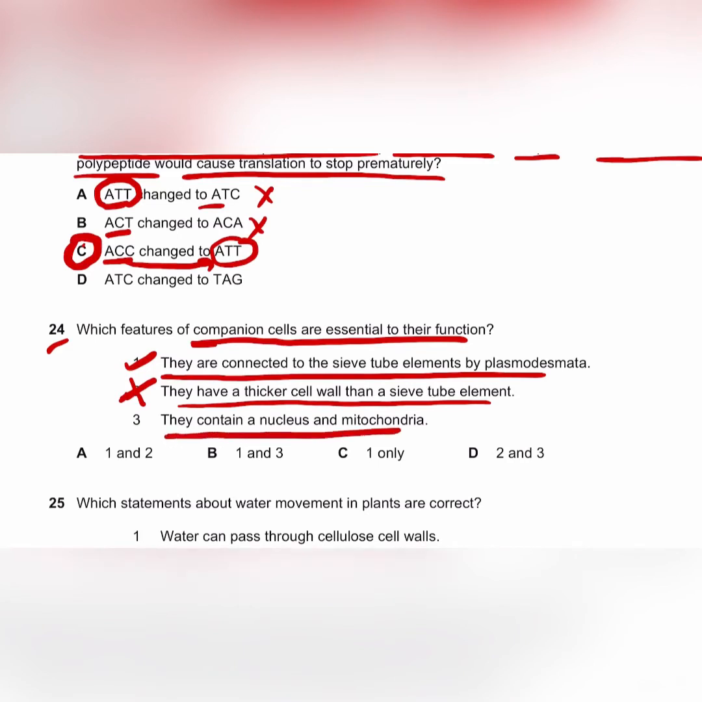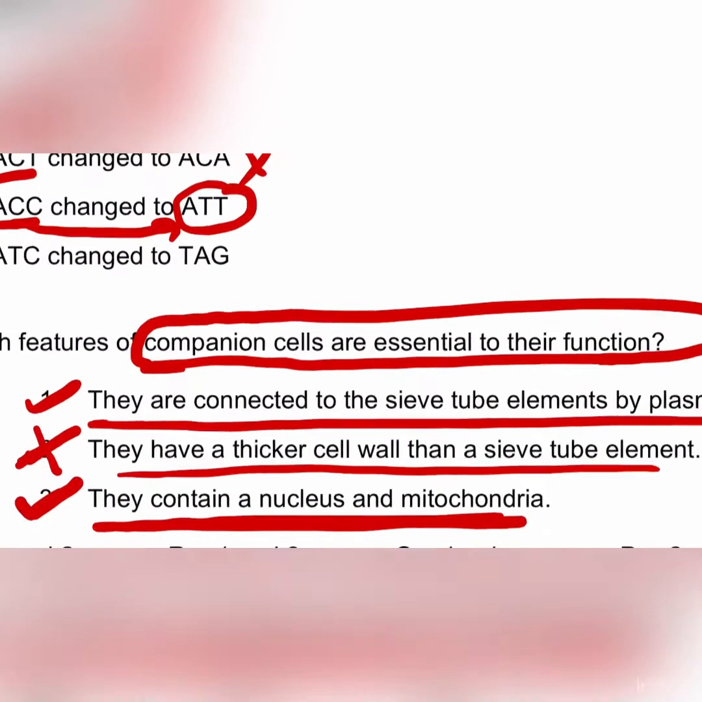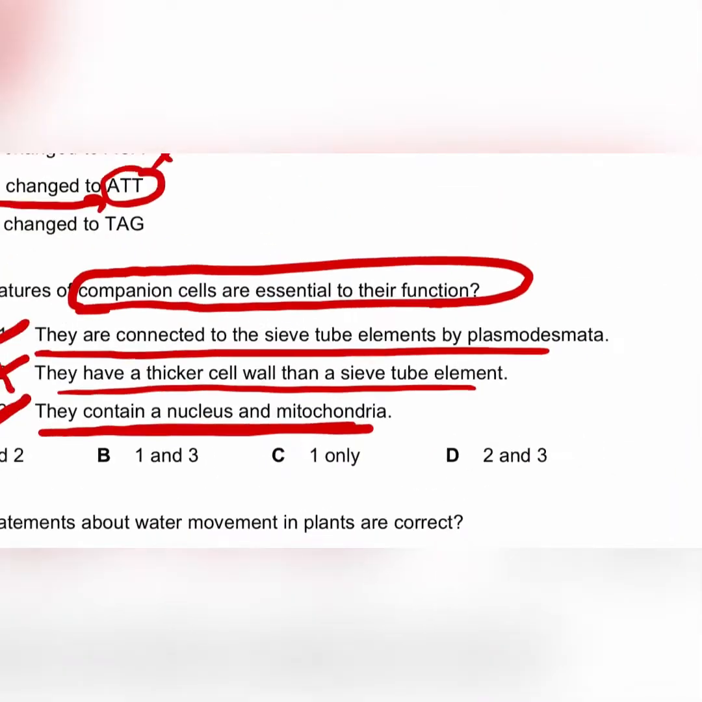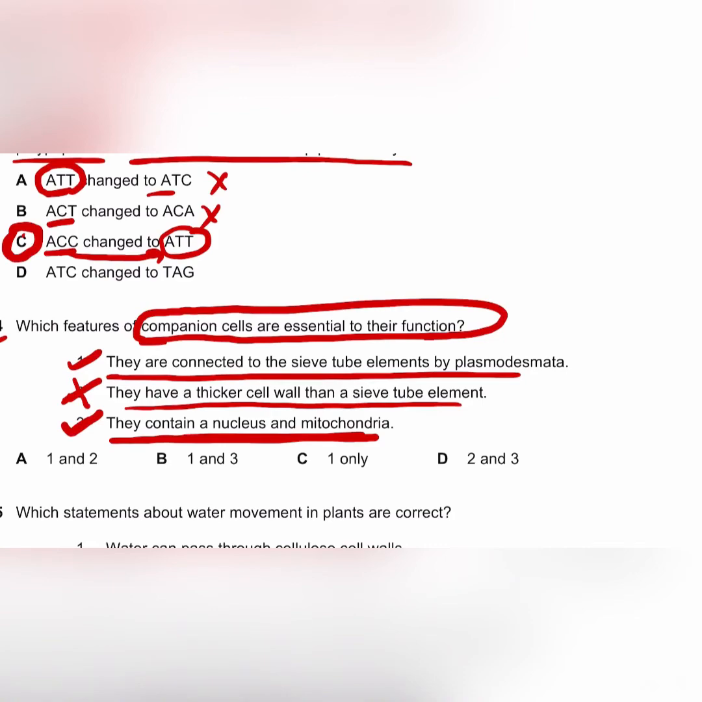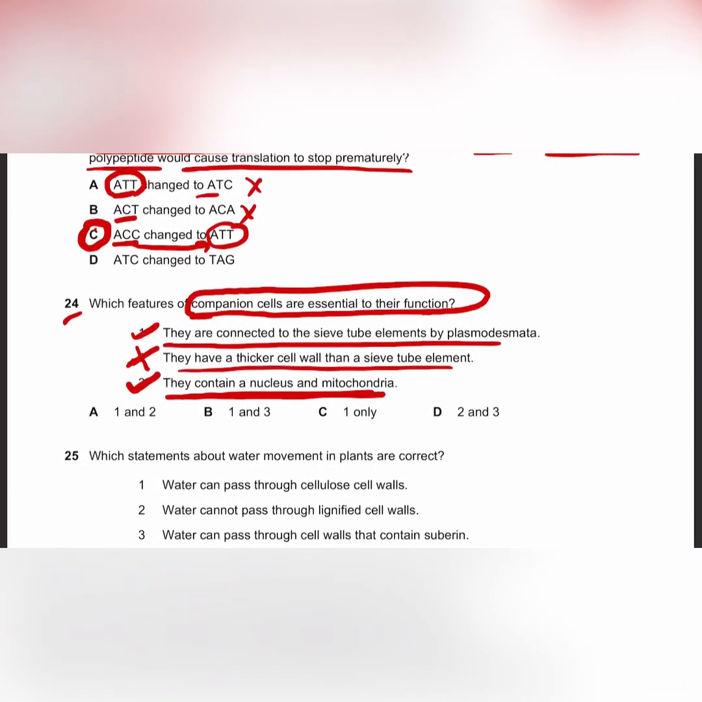Number 3, they contain a nucleus and mitochondria. Yes, this is an important structural adaptation which will help the companion cells to carry out their function. As we all know, companion cells carry out active transport of hydrogen ions, so they need mitochondria. And companion cells are making proteins, so for that they need a nucleus, because transcription occurs in the nucleus, and messenger RNA are formed which go and attach to the ribosomes. So companion cells do need a nucleus and mitochondria to carry out their function, and the plasmodesmata connections between the sieve tube and companion cells are also essential, so that the sucrose can go from the companion cells to the sieve tube elements via plasmodesmata. So the answer is 1 and 3.